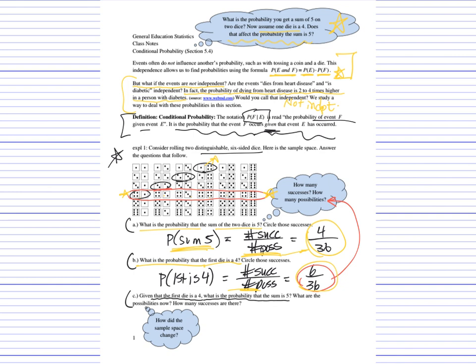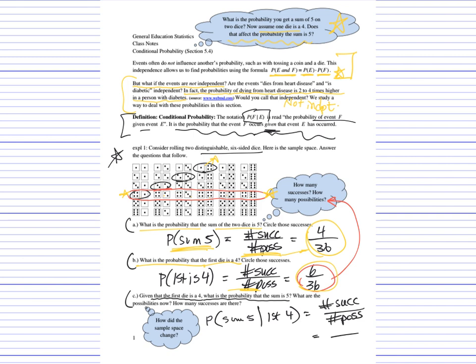What are the possibilities now? How many successes are there? So first of all, I'm going to use my new notation. I'm going to write P of sum is 5 given first is 4. It is number of successes over number of possibilities. Now here's the cool part.